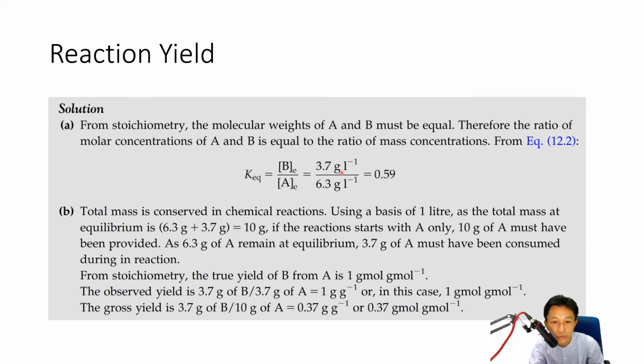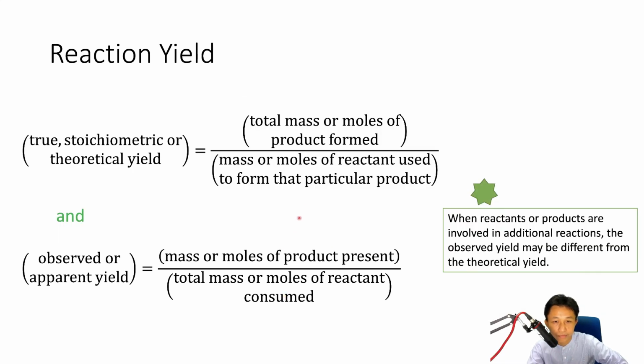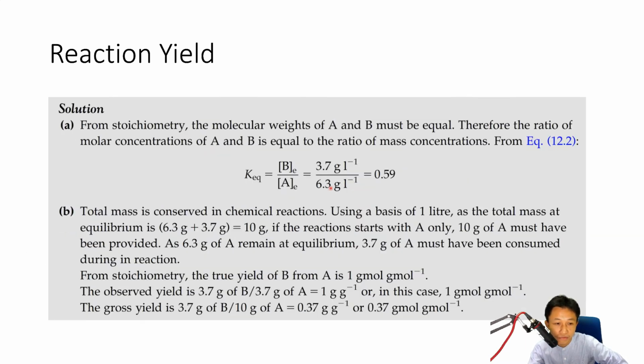So at equilibrium, 3.5 of A must have been consumed during the reaction, and it forms B. The observed yield is the product produced, which is B, and it is from that particular product. So it's from 3.5 gram of A. So the observed yield is 1.